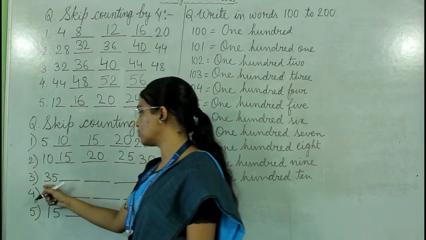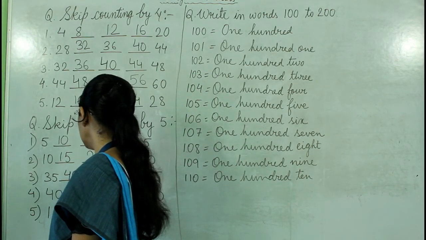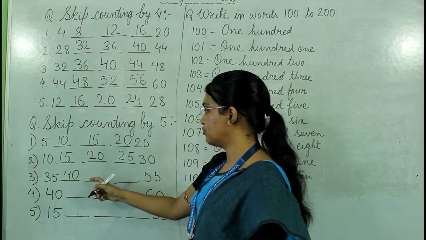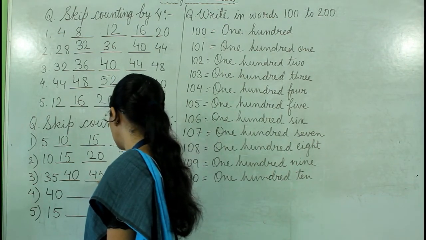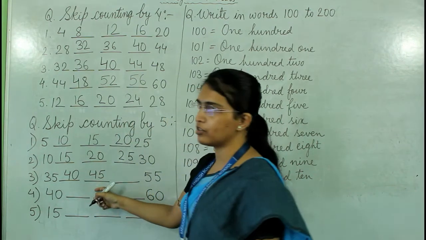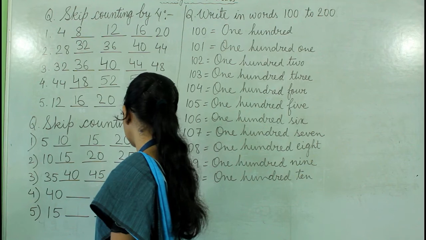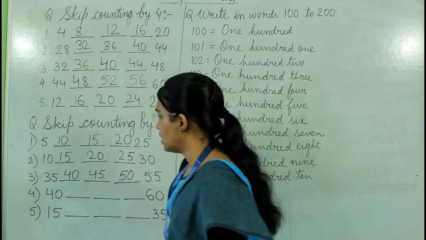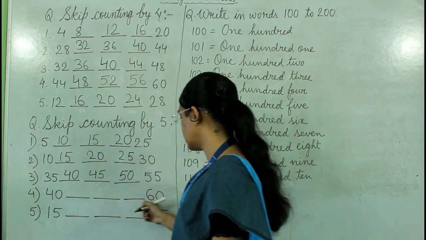So from 35, if you skip 5 numbers, you will get 40. From 40, if you skip 5 numbers, you will get 45. From 45, if you skip 5 numbers, you will get 50. Now question number 4. Number is 40 dash dash dash 60.